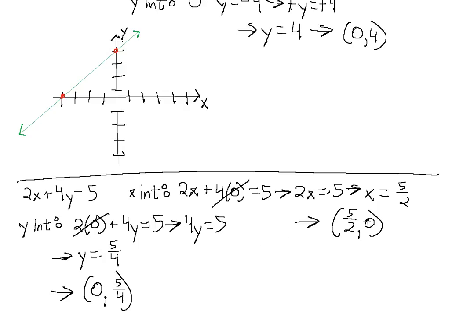Okay, now we have 2 points that we can use to connect a line on a graph. So here's our y-axis and our x-axis.